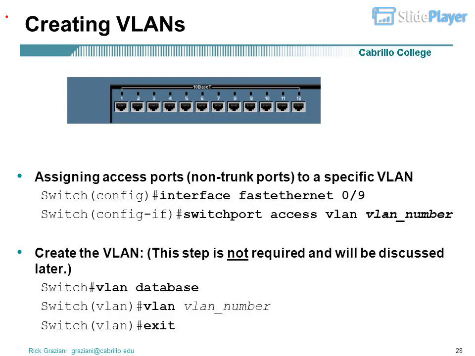Creating VLANs. Assigning access ports, non-trunk ports, to a specific VLAN. Switch(config)# interface fastethernet 0/9. Switch(config-if)# switchport access vlan vlan_number. Create the VLAN. This step is not required and will be discussed later. Switch# vlan database. Switch(vlan)# vlan vlan_number. Switch(vlan)# exit.